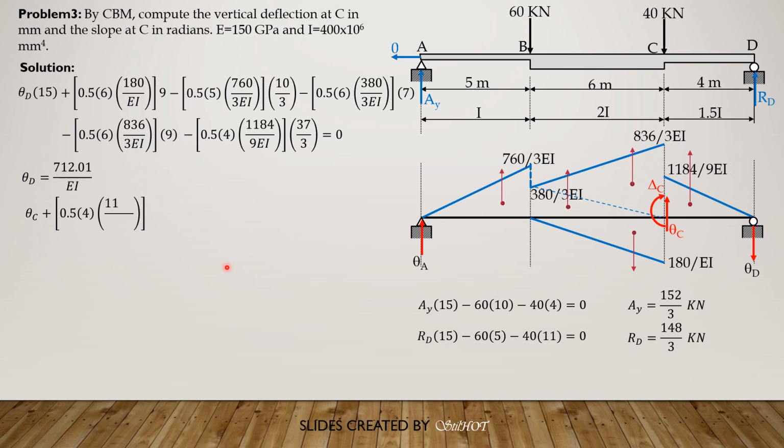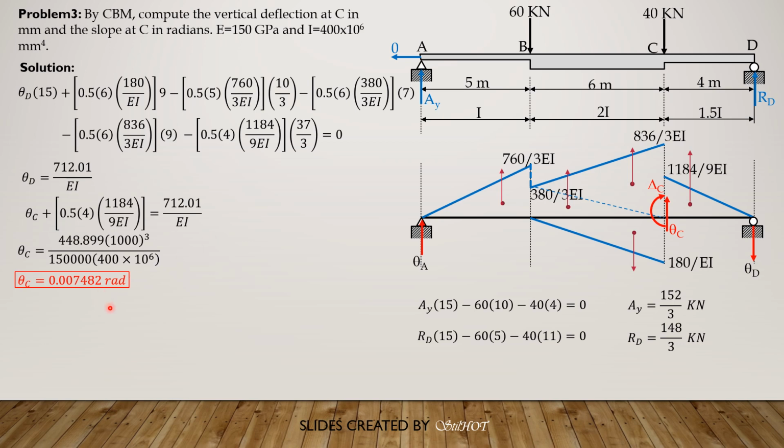So theta C plus 1/2 or 0.5 of 4 times 1184 over 9 EI minus theta D equals 0, where theta D is 712.01 over EI. So solving for theta C is 448.899 times 1000 cubed, because the unit is kilonewton meter squared, so times 1000 cubed to make it Newton mm squared, and divided by E in megapascals, 150,000 megapascals, then I is 400 times 10 to the 6. So theta C in radians is 0.007482 radians.